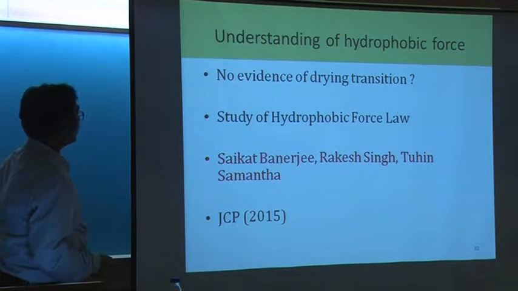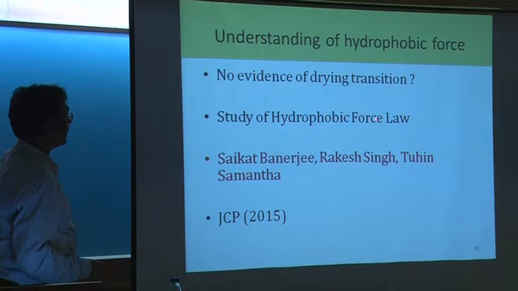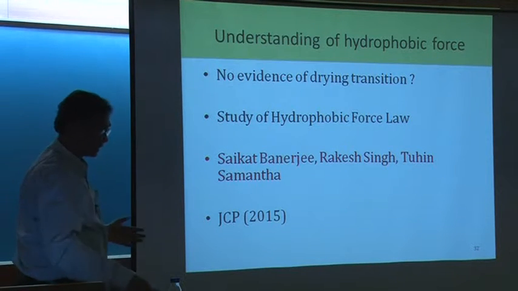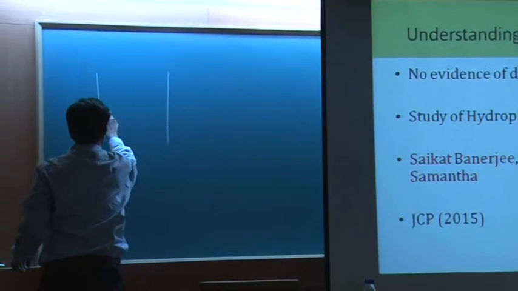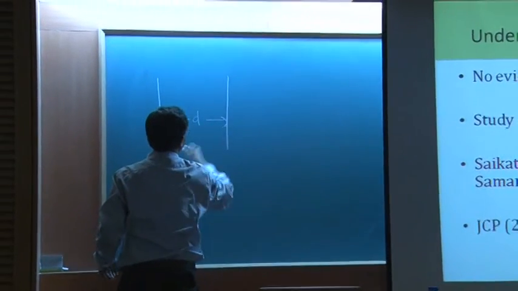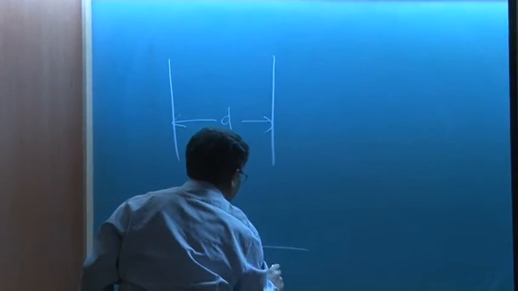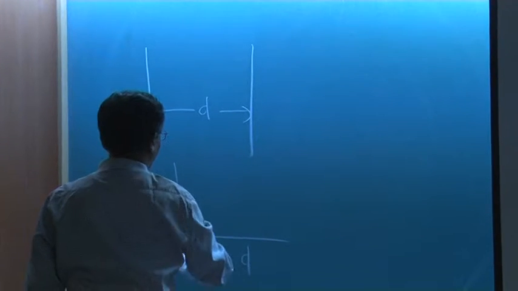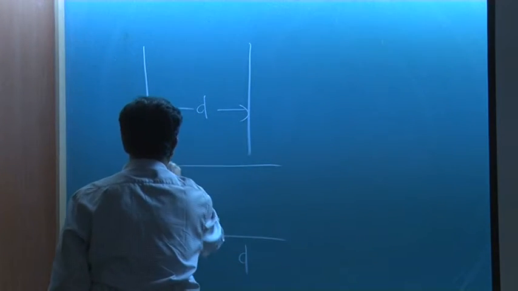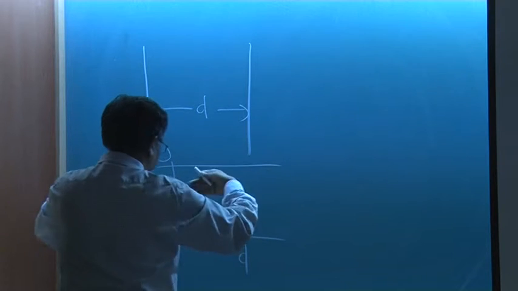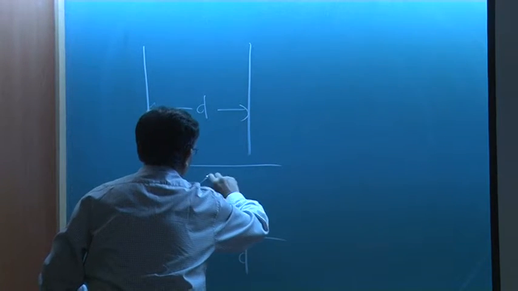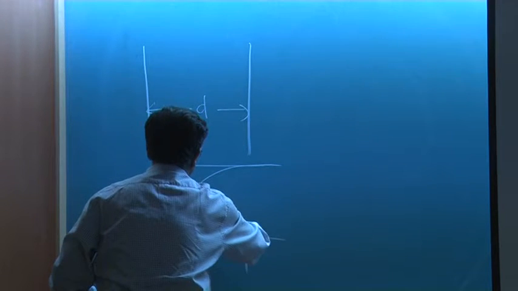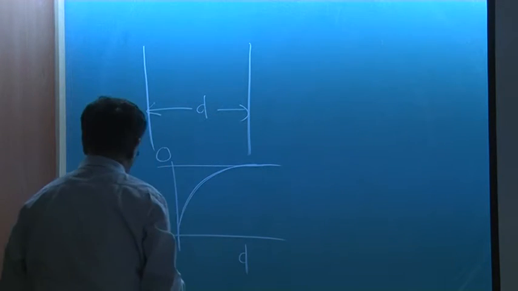So this came to be known as the hydrophobic force law. It varies exponentially with distance. That means if d is the distance, with water everywhere, then the force is attractive and goes to zero at large d. In this direction I say negative, so it's negative. It goes like that, and this can be fitted with a quasi-exponential, though it's a little bit richer than that.